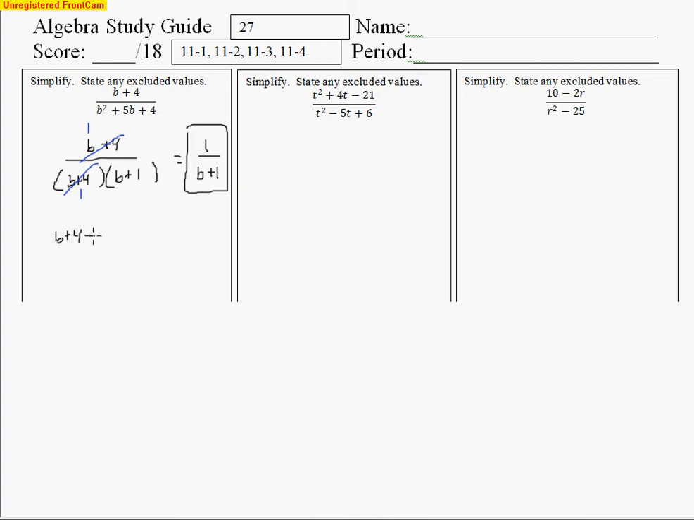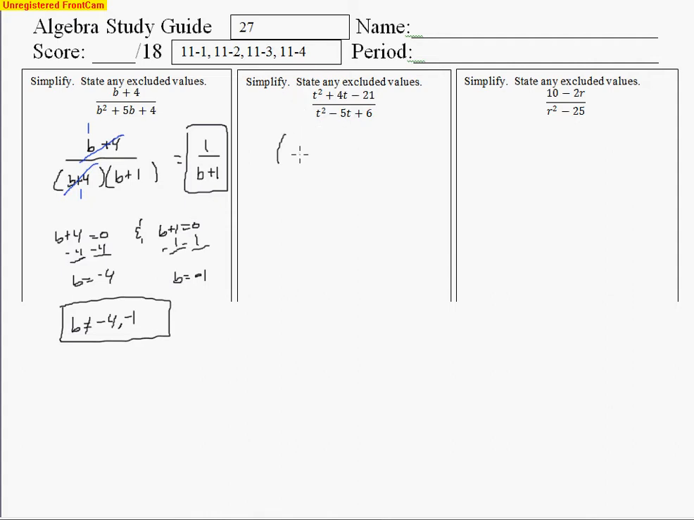0 in the denominator. So I just take b plus 4 and set that equal to 0. b plus 1, set that one equal to 0, and you just do opposite operations. And so what I'm left with is b equals negative 4, and b equals negative 1. So those are the excluded values, so I can't have those, so I'm going to put an equal sign with a slash through it to represent the excluded values, the values that b cannot be.